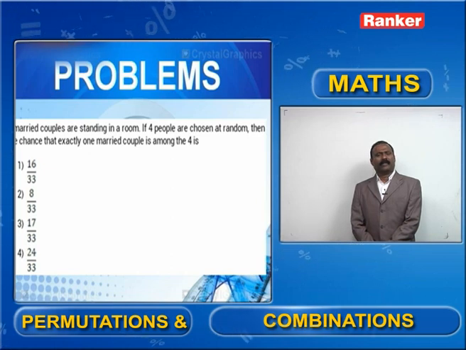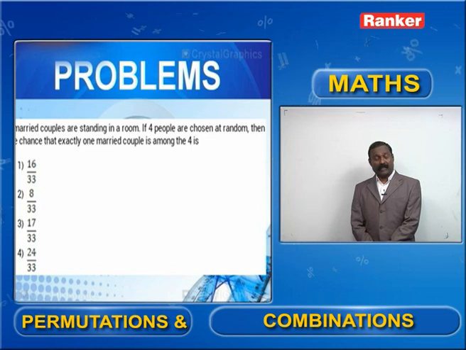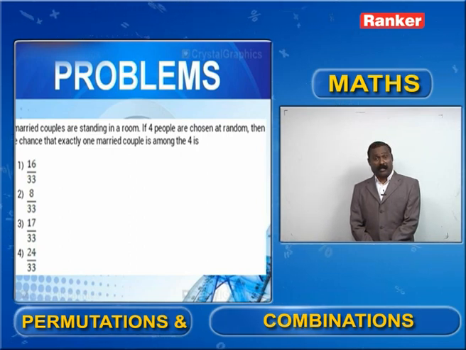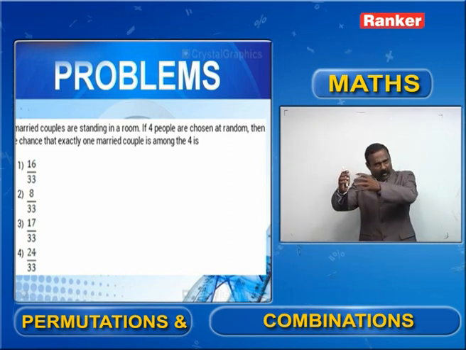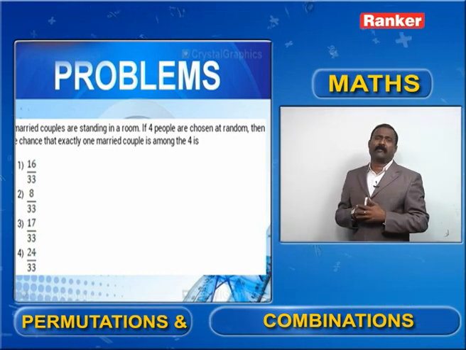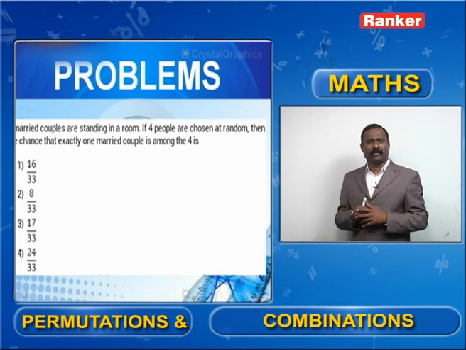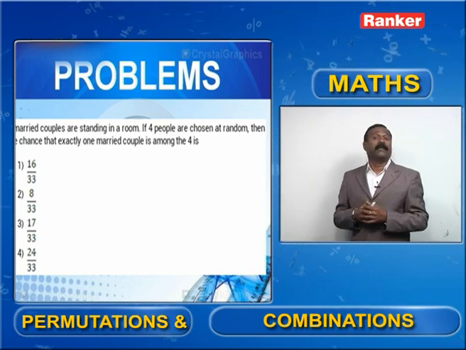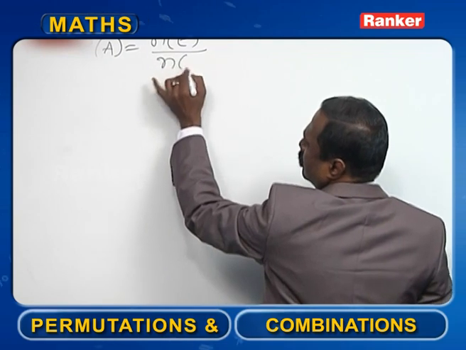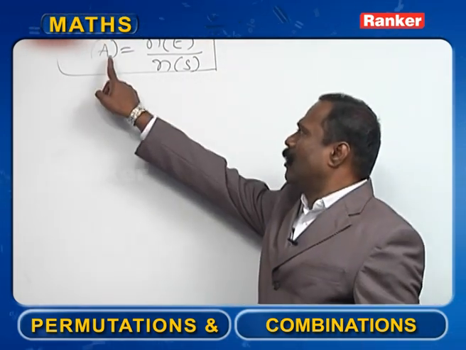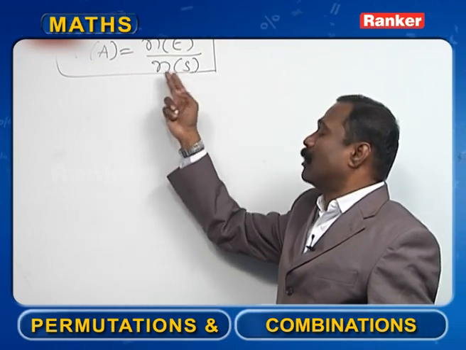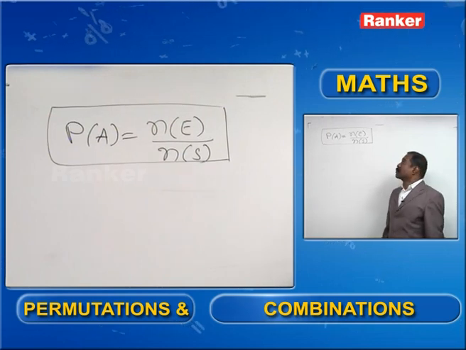Whenever you attempt any problem in probability, don't forget to write the total number of outcomes. If you are clear about the total number of outcomes, then you can pick out your favorable number of outcomes. So before solving any problem on probability, don't forget to write the total number of outcomes, or in other words, exhaustive events, or the sample space. From now onwards, I'll be using this: P of A is equal to N of E upon N of S. Probability of an event A is number of favorable outcomes to A divided by total number of outcomes in the sample space.